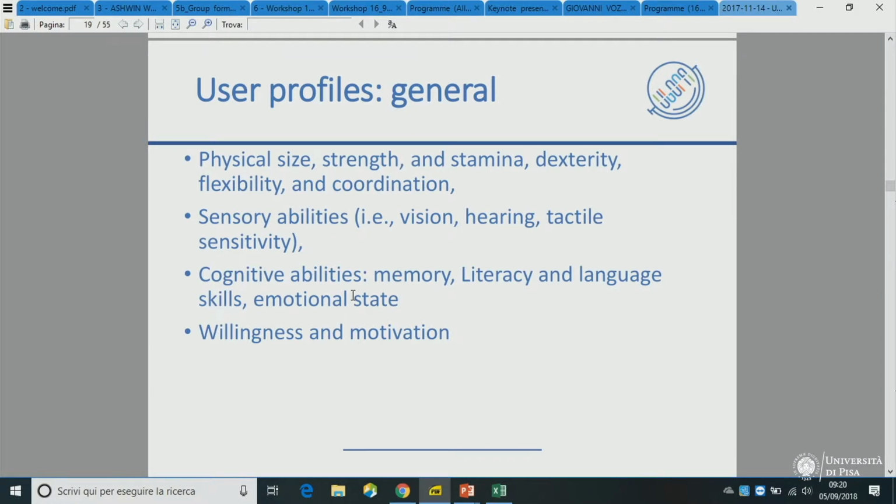So we are describing the user profile. Is he sitting or standing? Is he smart or not? Is he trained or not? Can he see properly? Is he really willing to use this device, or are we forcing him? Is he bored? Will he focus on the device or not?